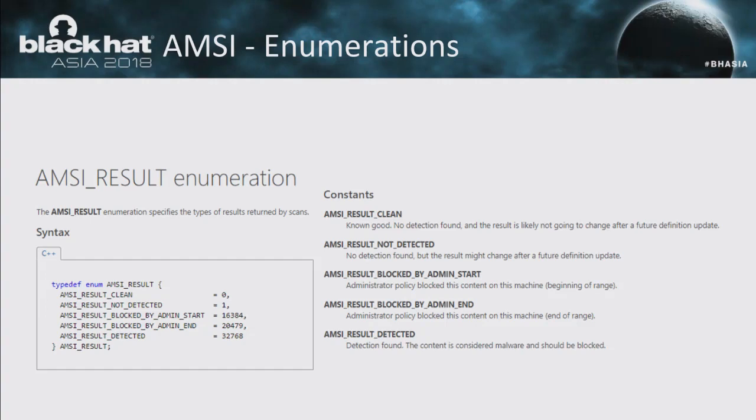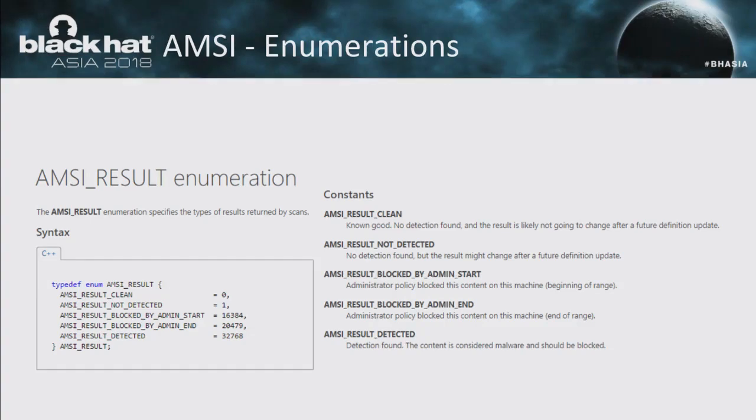Now, the different values that we're going to be discussing are the result clean, which means I've scanned it and it's clean. It's not a malware. Result not detected, which is the neutral value. It's I've scanned it. I don't know that it's a malware. I don't know that it's not a malware, so I haven't detected anything.